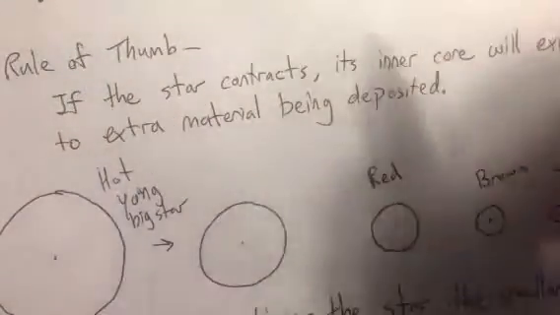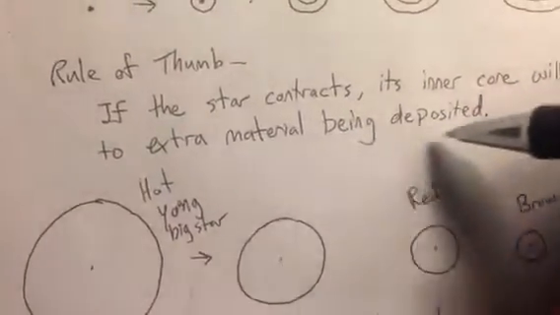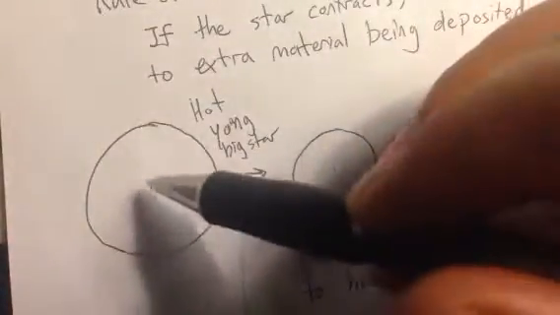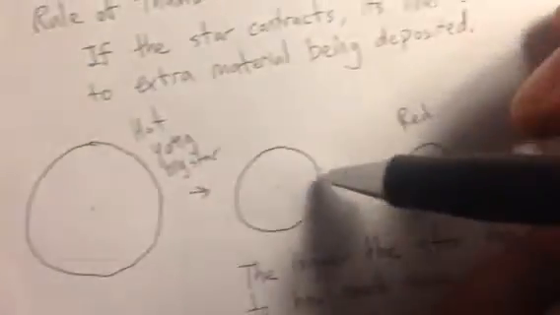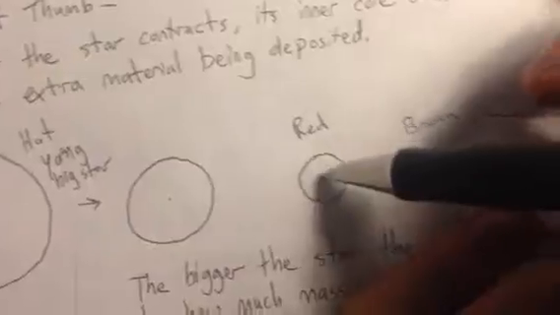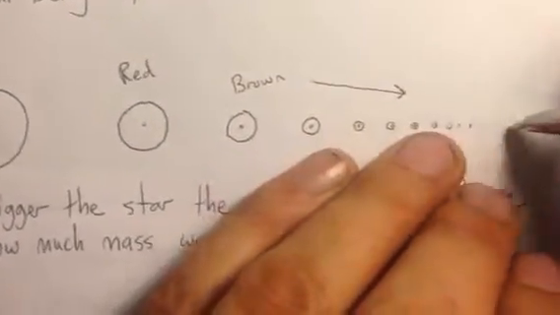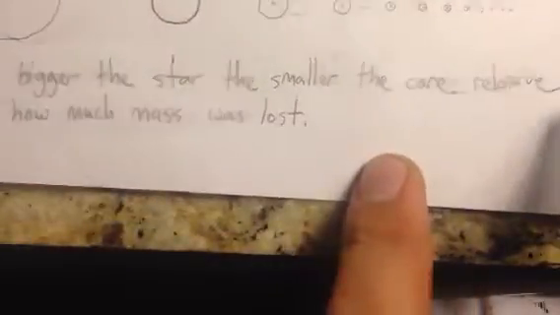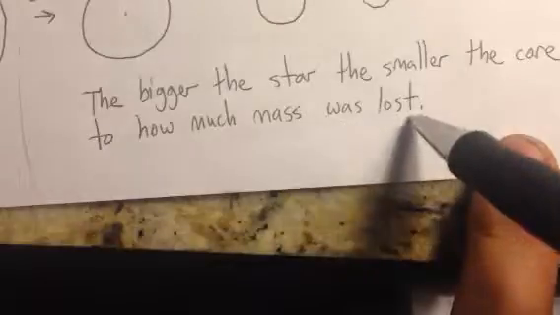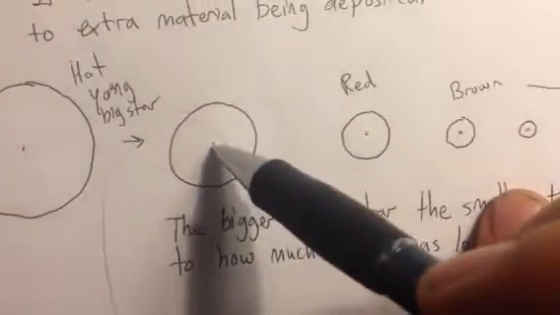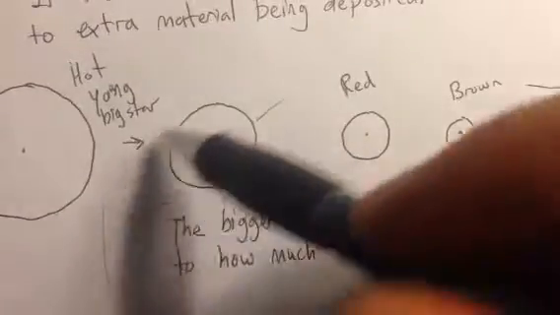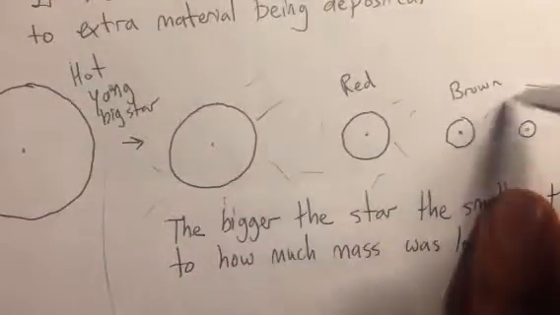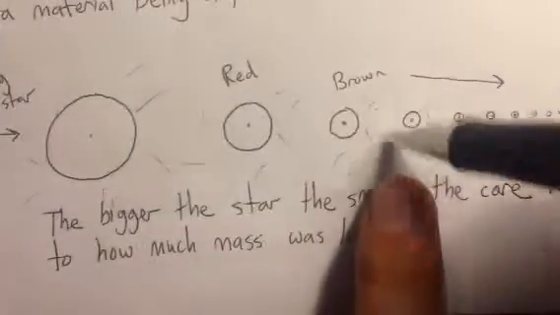And the rule of thumb is, if the star contracts, its inner core will expand due to extra material being deposited. So you have a large, hot, young star, and its very nascent core, and then the star starts shrinking and layering material onto the core, and the core will get bigger and bigger, but very slowly as it ages. And the bigger the star, the smaller the core relative to how much mass was lost to begin with. So as the material is layered onto the central regions, obviously mass is lost via solar winds, solar flares, and that kind of stuff, and photoevaporation from hotter, younger hosts.